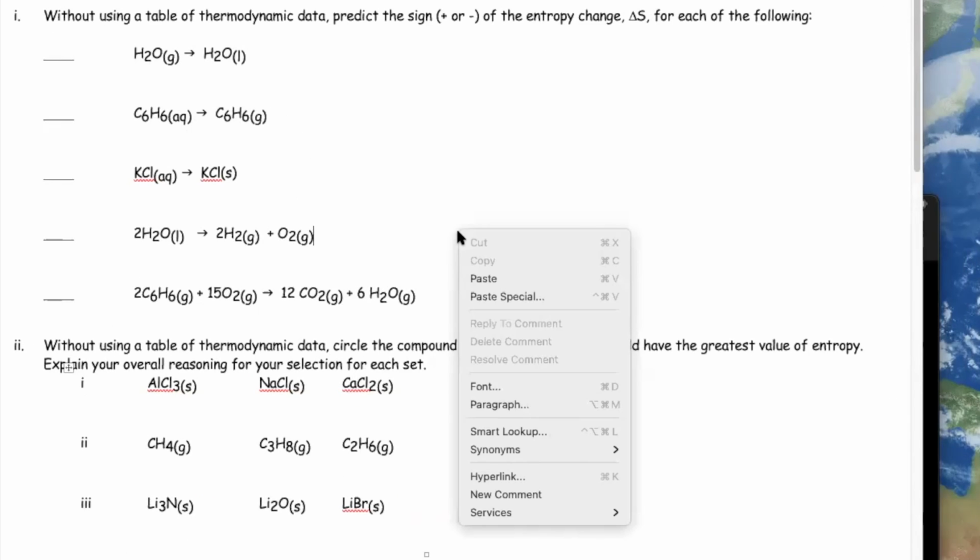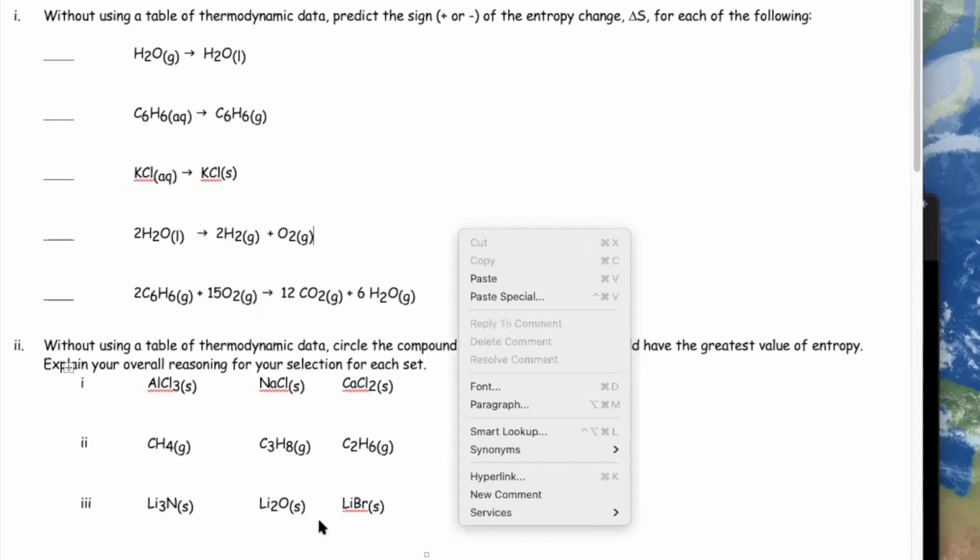asking. You look at these three systems right here. You have aluminum, sodium chloride, calcium chloride. Which one will have the greatest entropy? I think we asked this. Here we have methane, propene, and this C2H6 is acetylene. Which one has the greatest entropy? They're all in the gas state. Okay. And then here we have lithium nitride, lithium oxide, and lithium bromide.